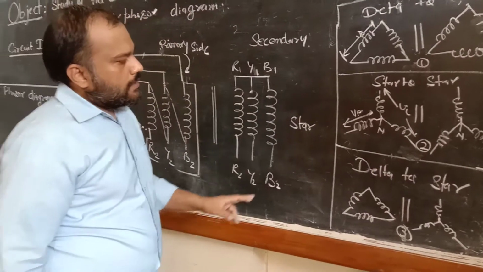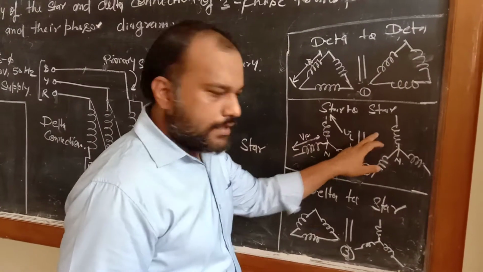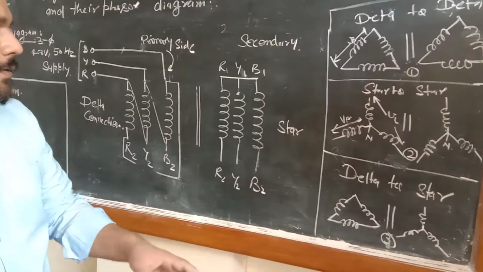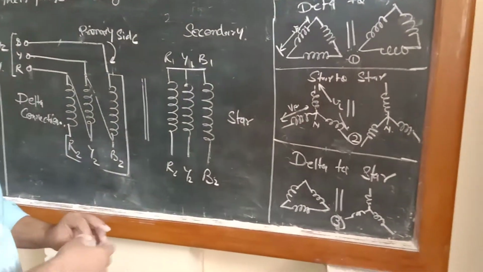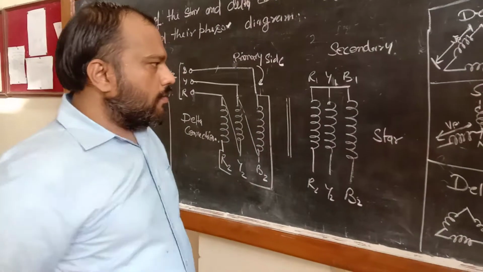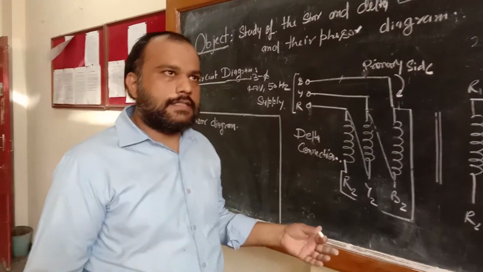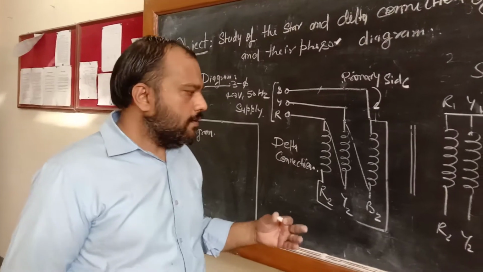So this configuration is basically the star to star configuration, and the next configuration is delta to star. And similarly, by reversing the connections, we can also get the star to delta configuration. So there are four possible configurations: star delta, delta star, star star, and delta delta.